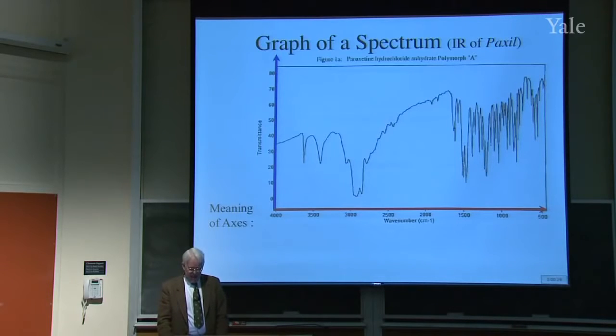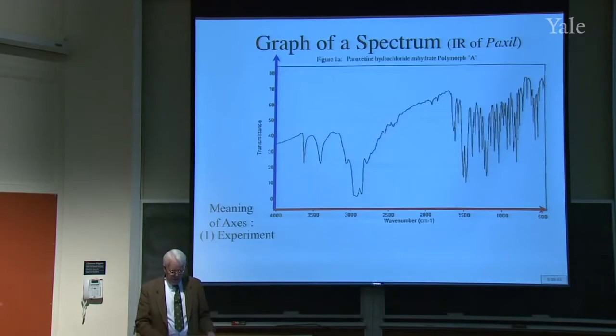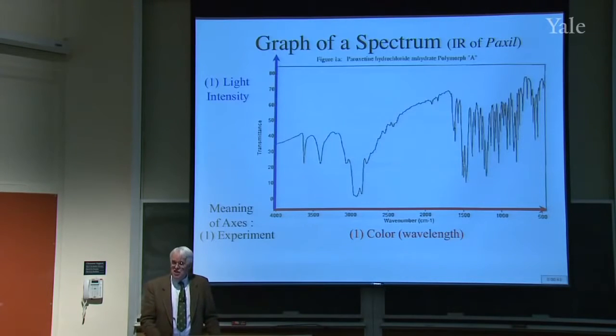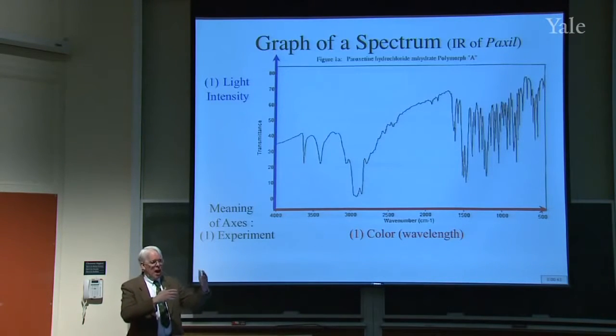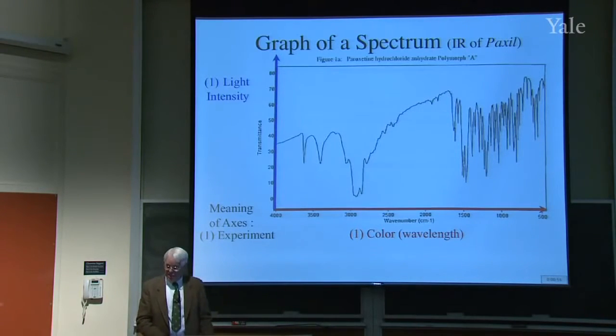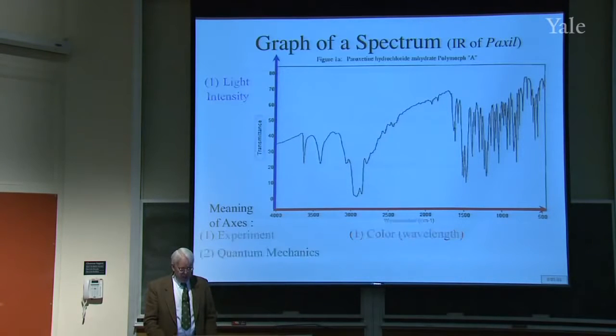But the meaning of the axes with respect to an experiment is color, which light you're talking about along the horizontal axis, and vertically, what the light intensity is. For example, how much light of a certain color gets absorbed by your sample. Or, on the other hand, how much light doesn't get absorbed and gets through the sample. In fact, what's plotted here is transmittance, how much light gets through rather than how much gets absorbed. Okay, so that's one way of looking at it, just experimentally.